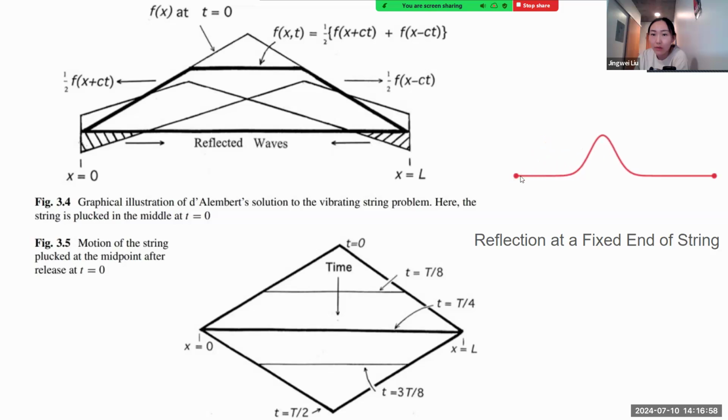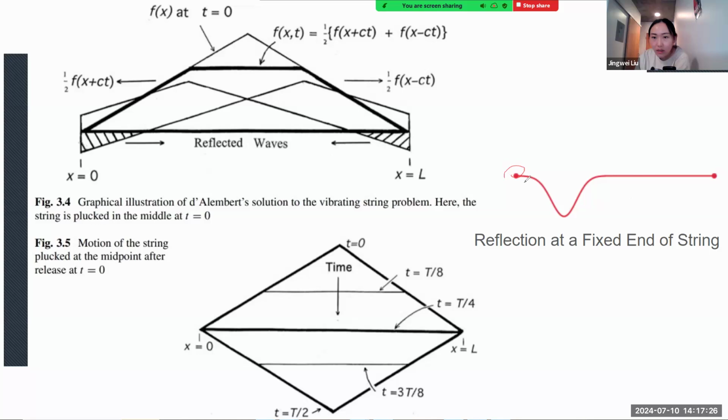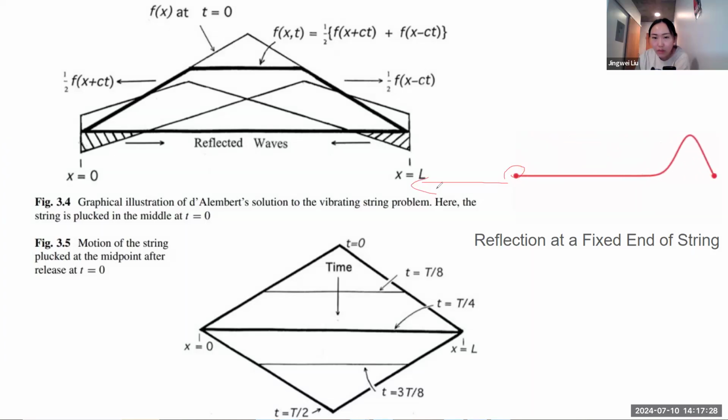So think about if we don't have this fixed end, then the wave will move all the way to the left, right? It won't reflect back. But because we have this fixed point, when the wave moves here, it can no longer move to the left anymore, which means it has to change its direction and move back. So if we don't have this point, the wave will continue to go this direction. But because we have this fixed point, you can see here, it reflects back.